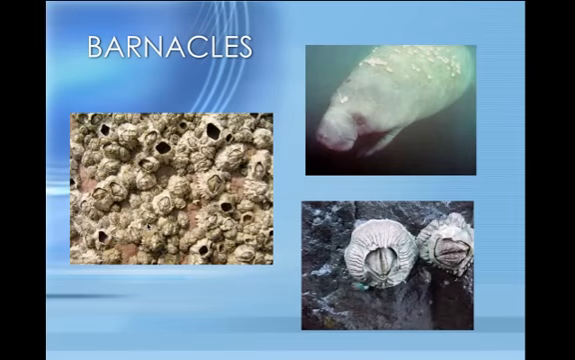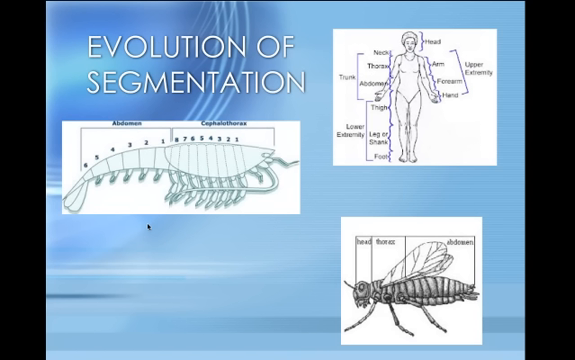Barnacles are sessile crustaceans. They are in a group called cirripeds. They strain food from the water. If we look at how many times segmentation evolved in the animal kingdom, the arthropod's key anatomical characteristic is segmentation.